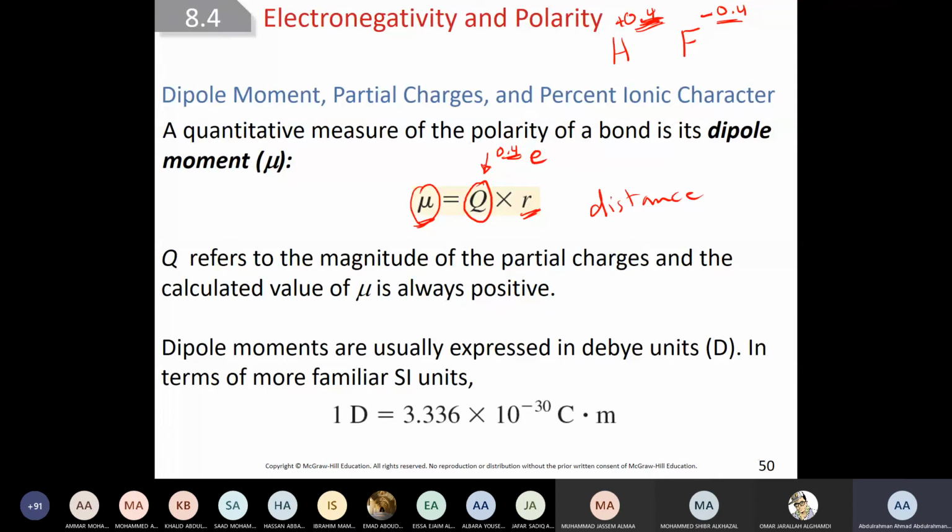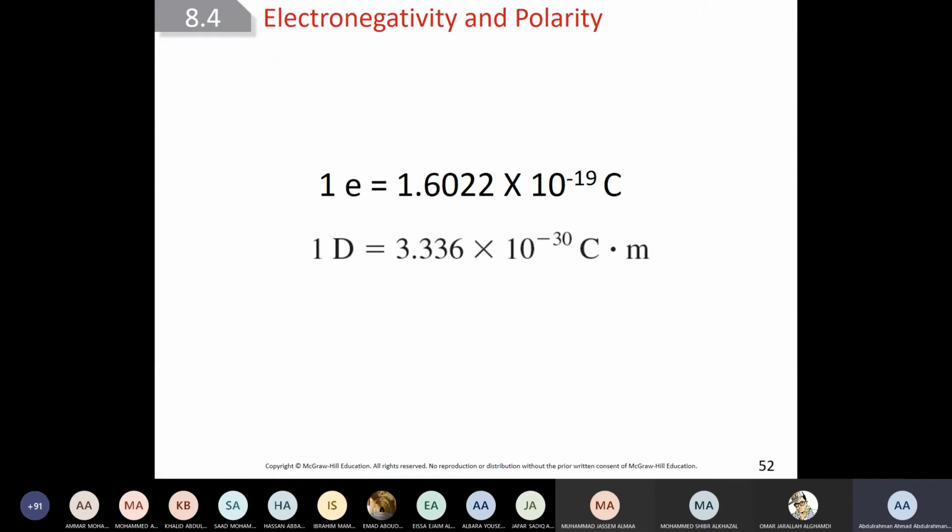Now I want to tell you that the charge of one electron is equal to 1.6022 times 10 to the power minus 19 Coulomb. And the debye is equal to this number, Coulombs times meter. Now, what's the unit of μ? Coulomb meter. The unit for μ is debye.